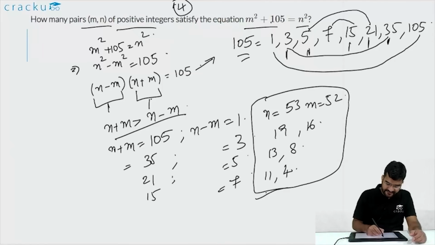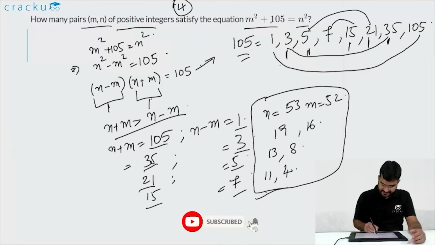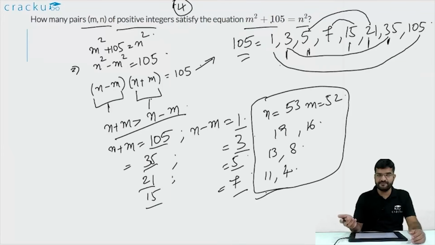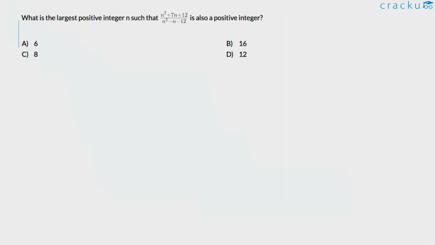All we have done is find the factors of 105 and then find the complementary pairs of factors. By complementary pairs, we are finding out the pairs of factors which when multiplied give you 105. Once you get them, you found out that there are 4 such pairs. The pairs are 105 and 1, 35 and 3, 21 and 5, and 15 and 7. For each one of them, you will be able to find a value of n and a value of m such that n square is equal to m square plus 105. So in this case, the correct answer is 4.